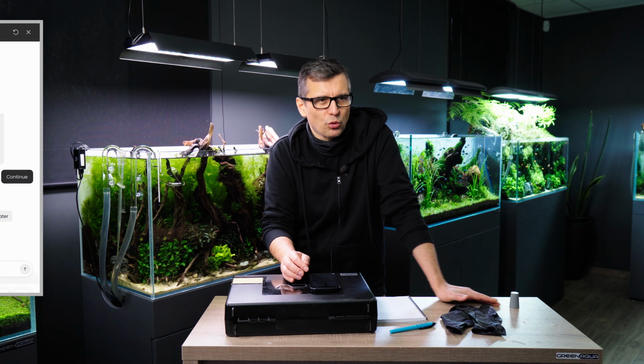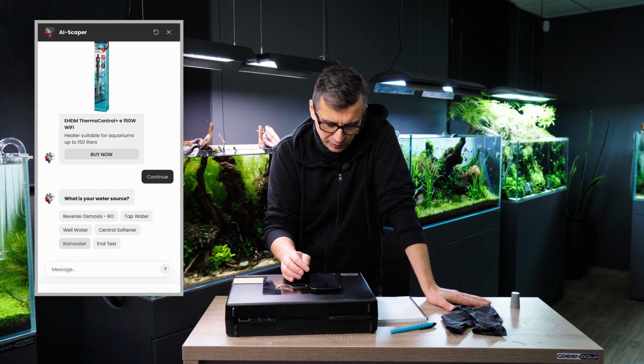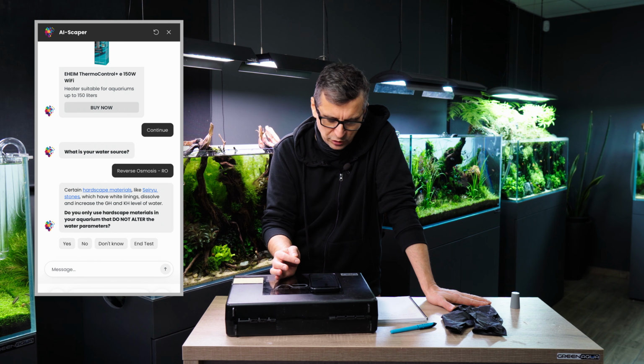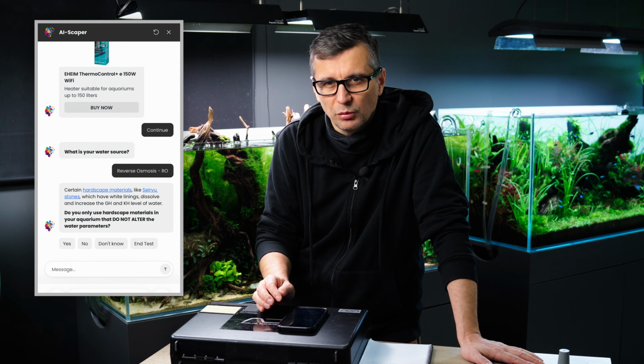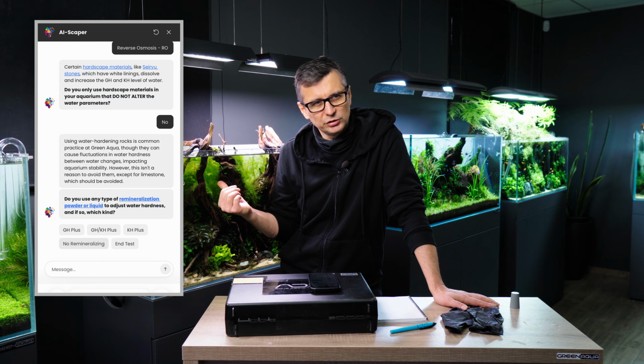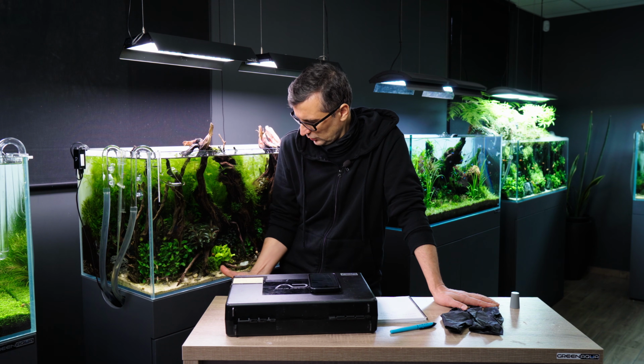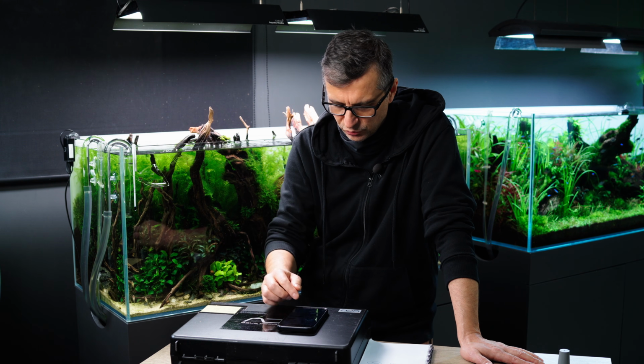What is the water source? Now let's go into the water parameters. The reverse osmosis water that we use is good. Do you only use hardscape that does not alter the water parameters? No. Wood does not alter the water parameters, but the cereal stones that we are using, yes.